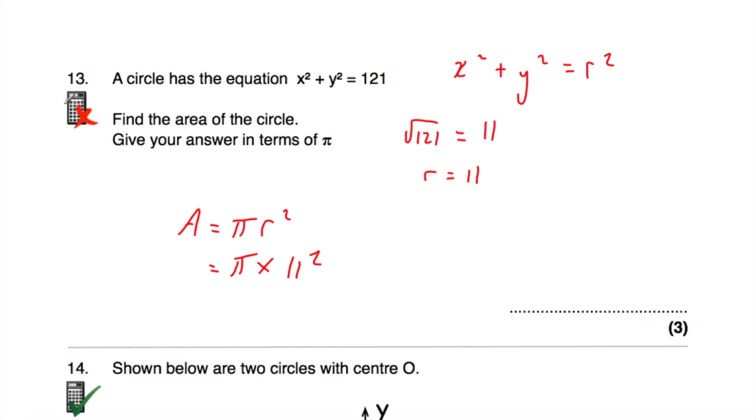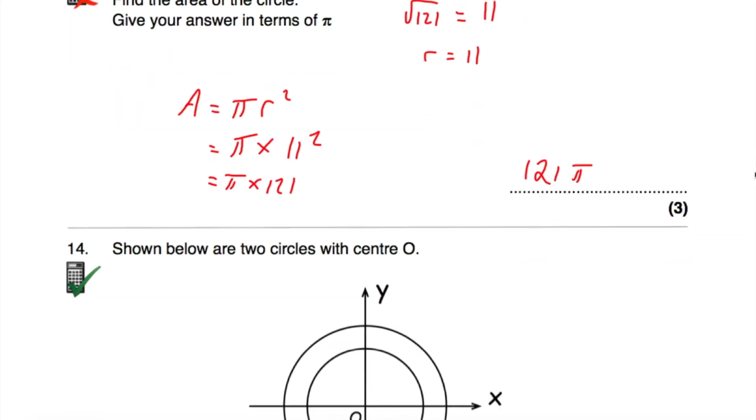And 11 squared, this is a non-calculator question, so we're going to work this out. 11 squared, remember our order of operations, we have to square first of all, we square the radius and then multiply by pi. So 11 squared is equal to 121, so it's going to be pi multiplied by 121. And then we've been asked to give our answer in terms of pi, so we just need to put these together. So it's going to be 121 pi, and that's it. So our answer is 121 pi.